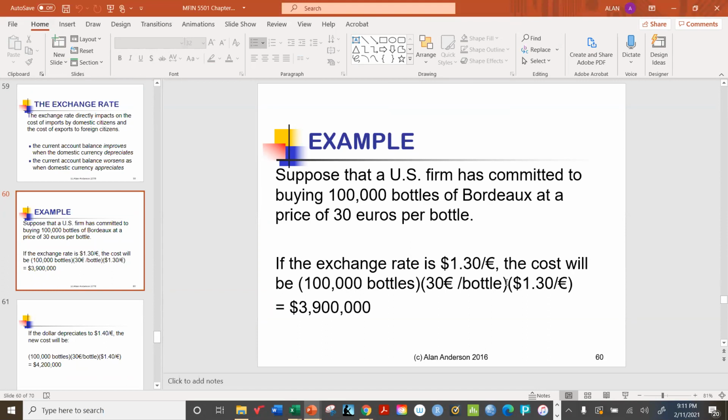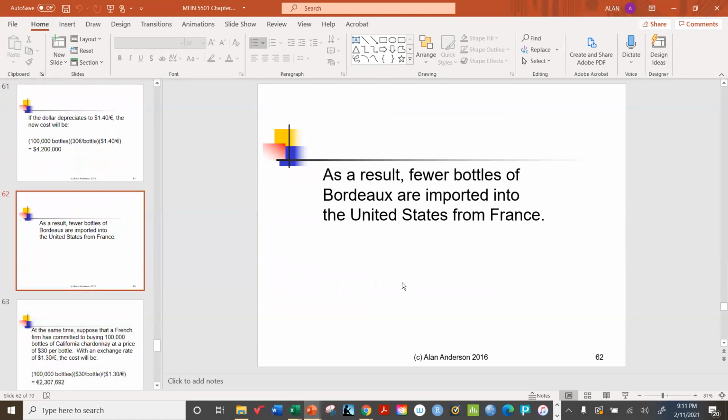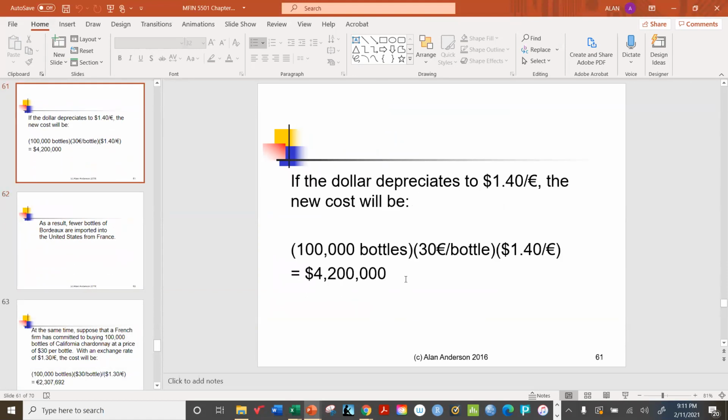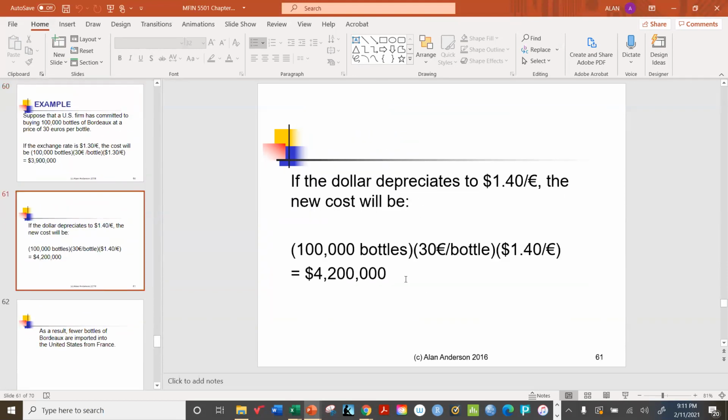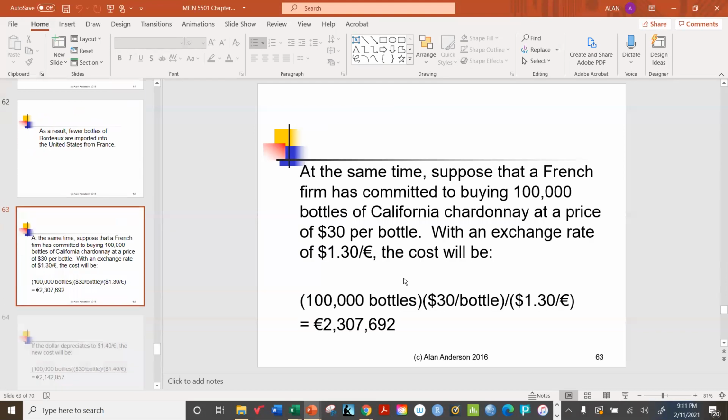If the dollar gets weaker, by which we mean it takes more dollars to buy a euro, all of a sudden we have to pay $4.2 million for those bottles. And that means, in general, since Bordeaux is more expensive in the United States, we'll buy less French Bordeaux, and that will reduce our imports, which will help the current account balance.